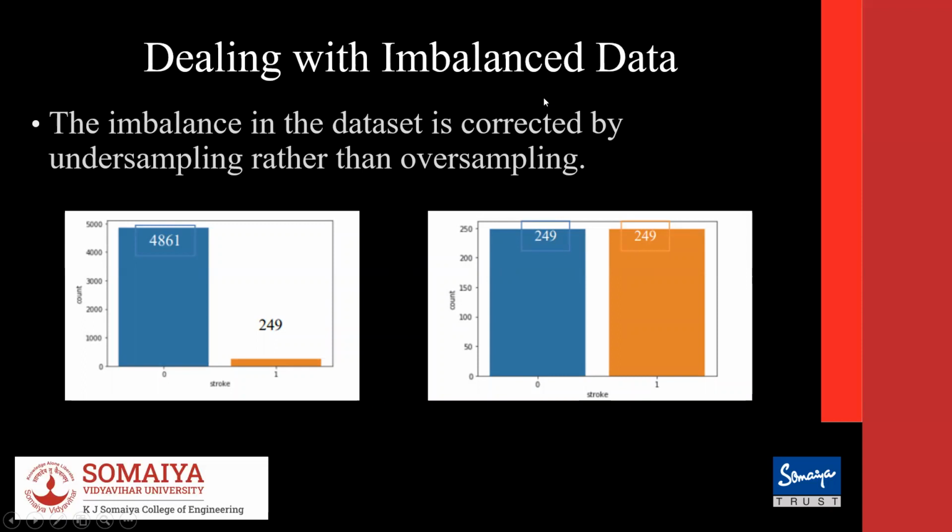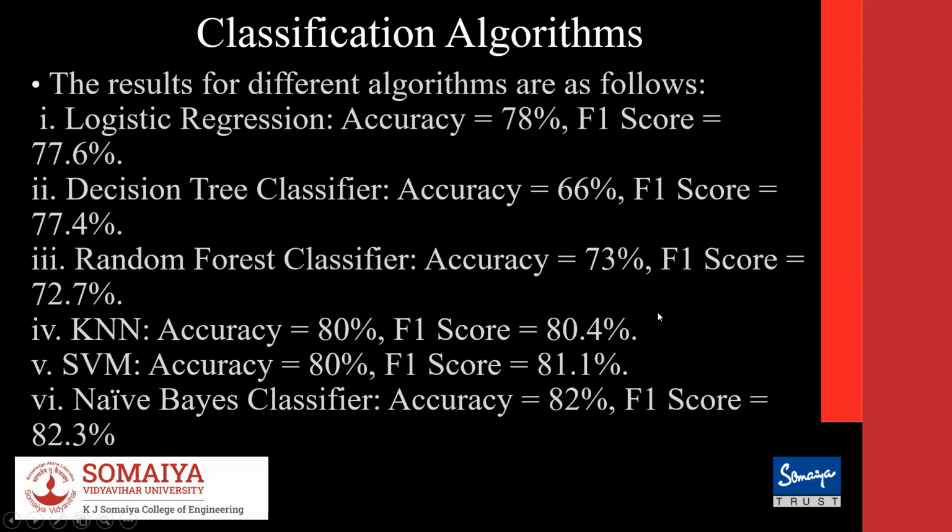Now dealing with imbalanced data. As we can see, there is a high class imbalance in the data set with 4,861 rows belonging to class 0, which is no stroke, and only 249 rows belonging to class 1, which is a stroke. So to deal with this, you use a method called undersampling. Basically, in undersampling, you make class 0 and class 1 have the same number of rows. So in undersampling, you reduce this number 4,861 to 249 and make it equal to the number of rows in class 1.